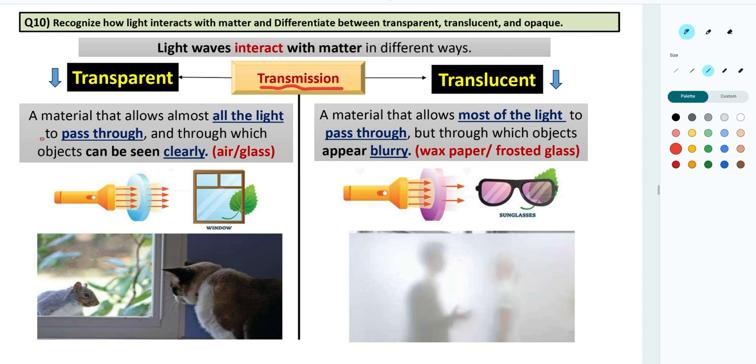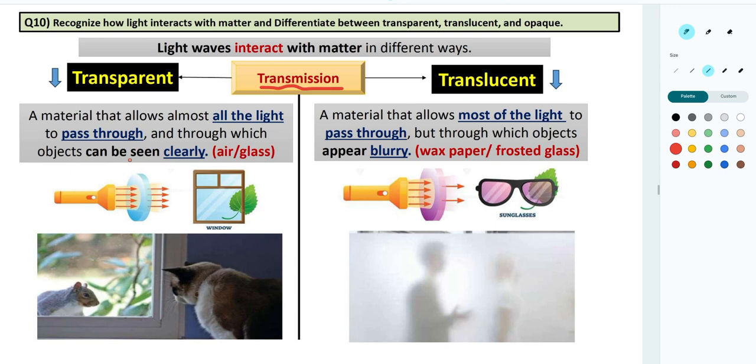A transparent object is a material that allows almost all the light to pass through, and through which objects can be seen clearly. So air and glass are both transparent objects. We can see clearly through air and through clear, colorless glass, and it is allowing most of the light to come through.